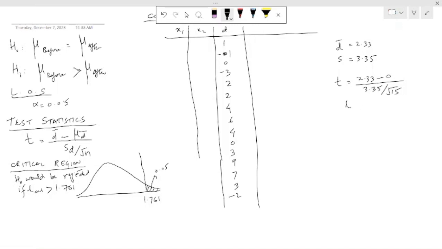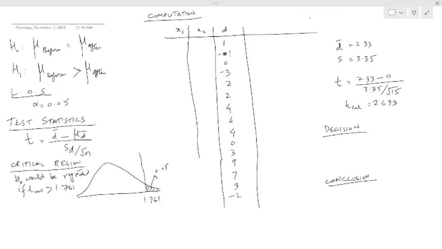2.693 is the t calculated value. And now we write down the decision and then the conclusion. Decision we write down as: since t calculated falls in the rejection region, therefore H naught is rejected. And the conclusion we can write down as: the test results are statistically significant at the 0.05 significance level and data provide sufficient evidence to conclude that the exercise reduces heart rates.